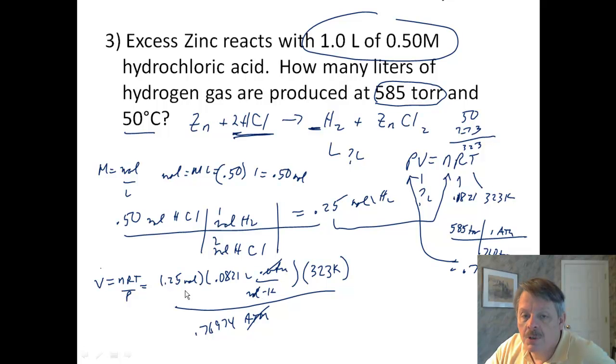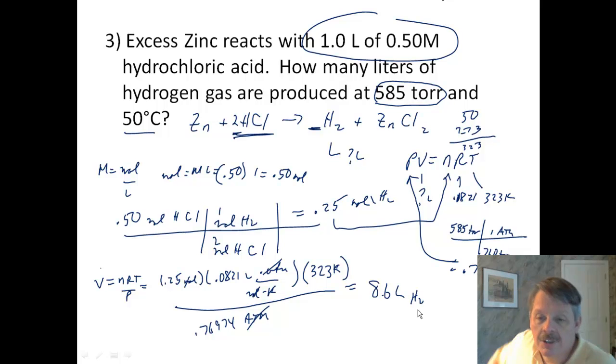I notice that moles cancel, and I notice that my temperature, which is in Kelvin, cancels. And so I am left with liters, which is what I would expect my volume to be in, because that's what I asked for. And my answer here is 8.6 liters of gas, specifically hydrogen gas. And that's a lot of hydrogen gas. Okay?